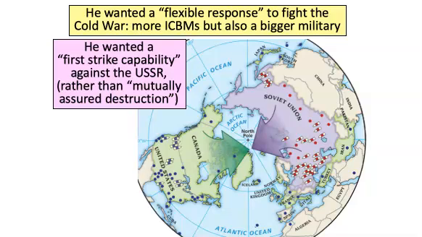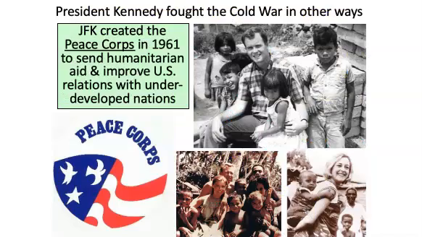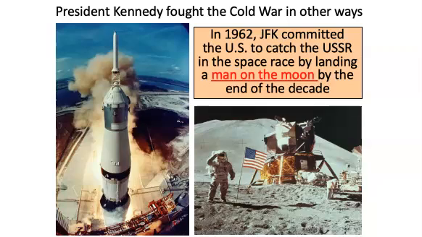Kennedy not only fought the Cold War in this way, but as we've mentioned, and you've had this slide before, he fought it in other ways as well, trying to influence third world countries around the world to align with the United States through the creation of things such as the Peace Corps. In addition to this, ideologically, he also committed to trying to catch the U.S. up to the USSR in space, launching what was called the space race, to put a man on the moon by the end of the decade.